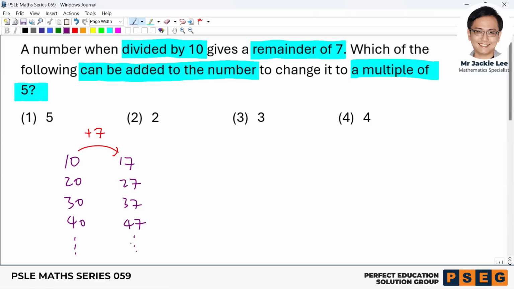Now, we want to add another number such that it will become a multiple of 5. A multiple of 5 basically must be a number that ends with 5 or ends with 0, correct? So you can end with 5 or end with 0, but for all these numbers, you will try one by one. Let's say we use 17 as an example. This one will end up 22. This one will end up 19. This one will end up 20, and this one will end up 21. So we can just do the testing one by one.